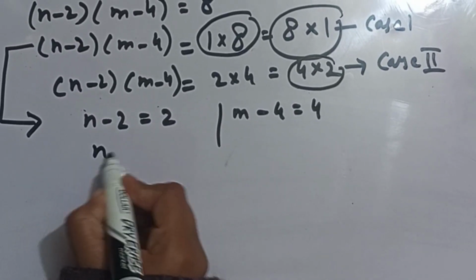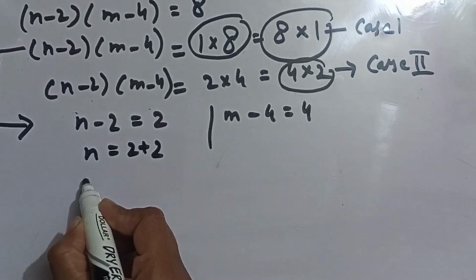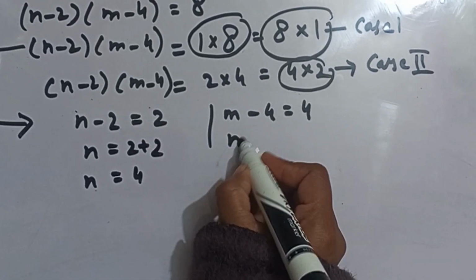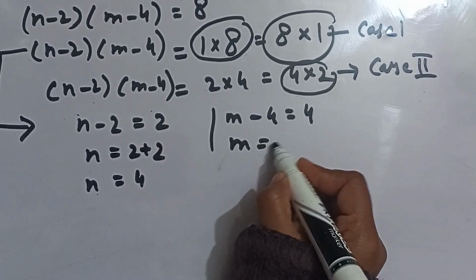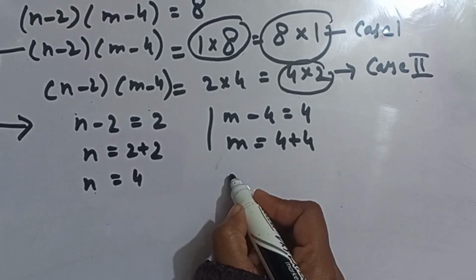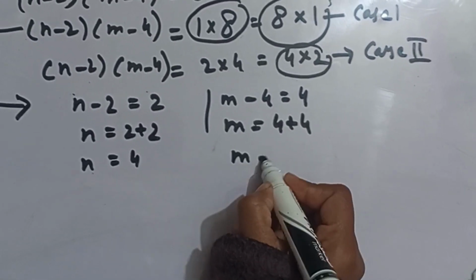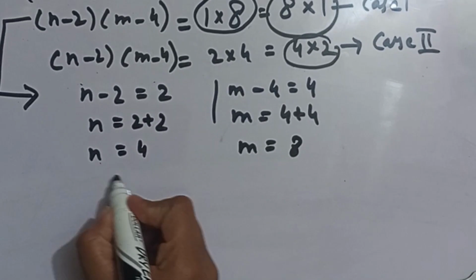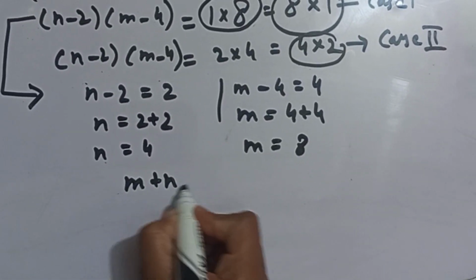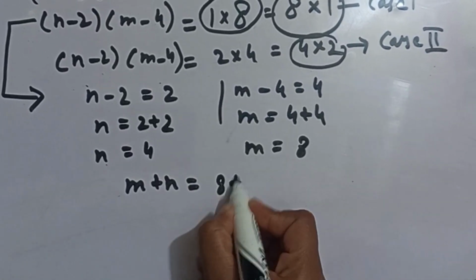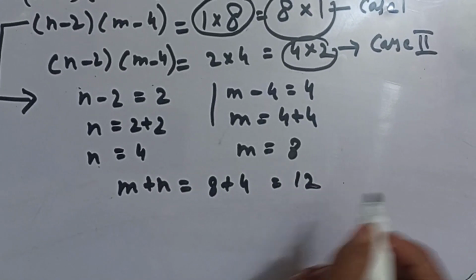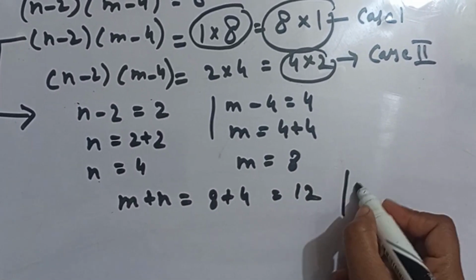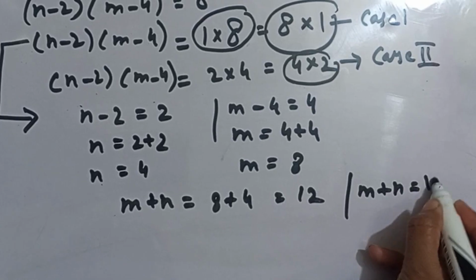Now look at this. This implies n is equal to 2 plus 2, which is equal to 4. So the value of n is 4. Now look at this. Add 4 on both sides, then we get m is equal to 4 plus 4, which is equal to 8. So m is equal to 8. We find the value of m plus n. So this is equal to 8 plus 4, which is equal to 12. So the value of m plus n in this case is 12.